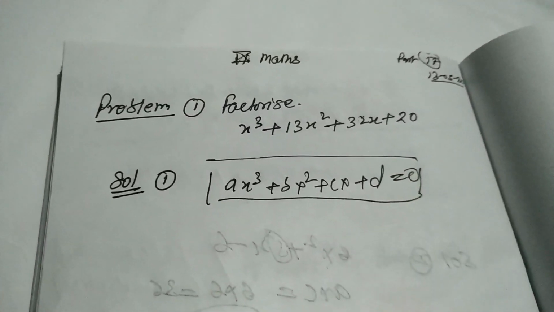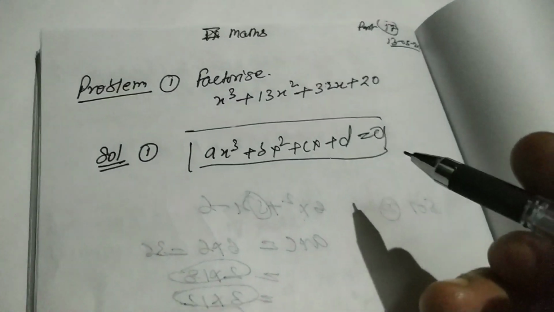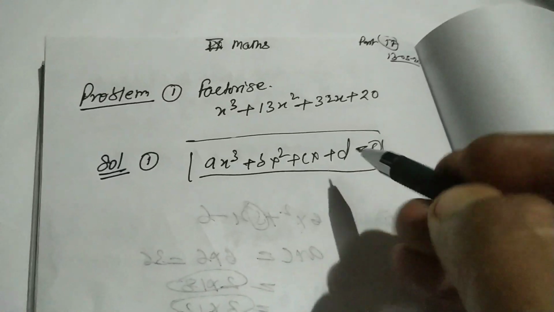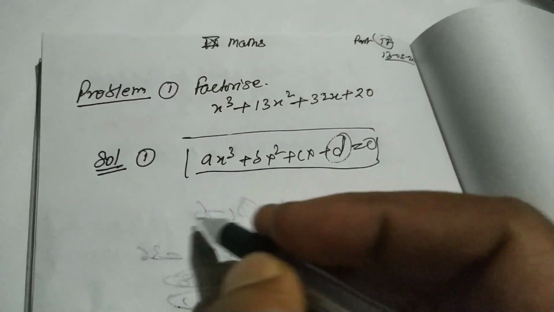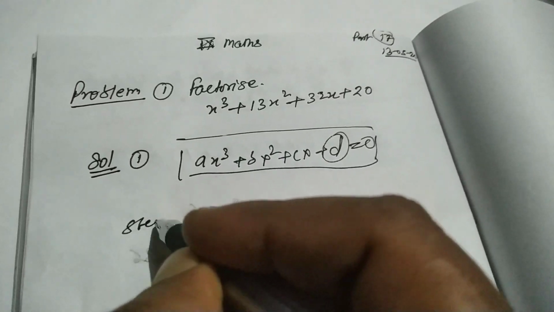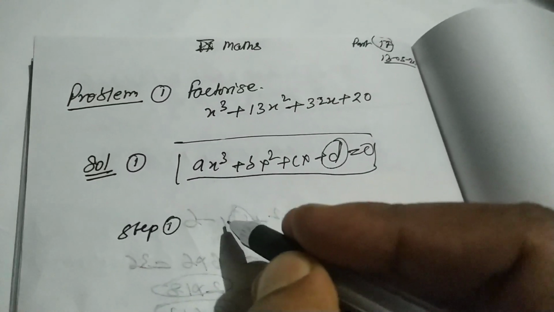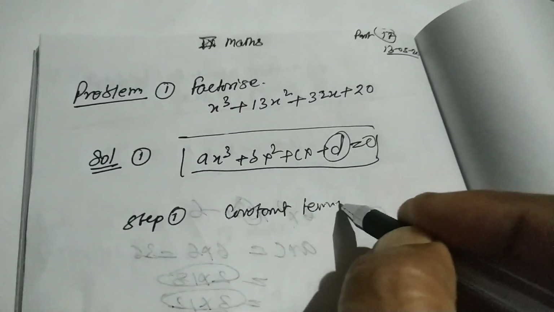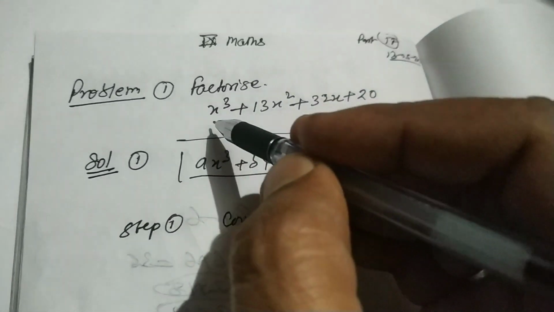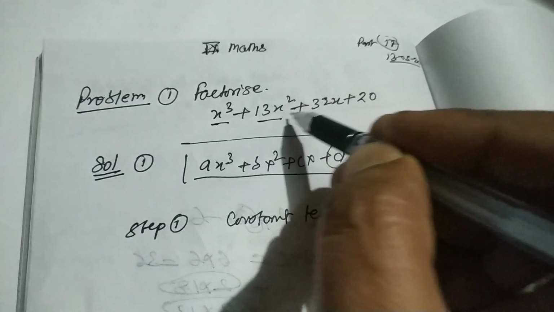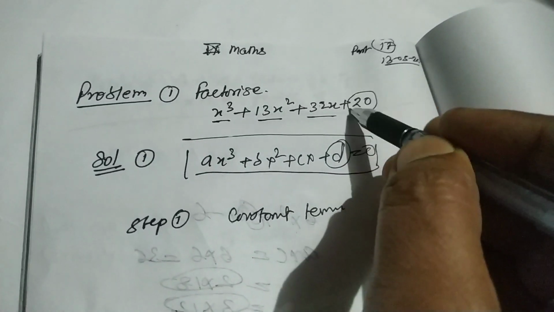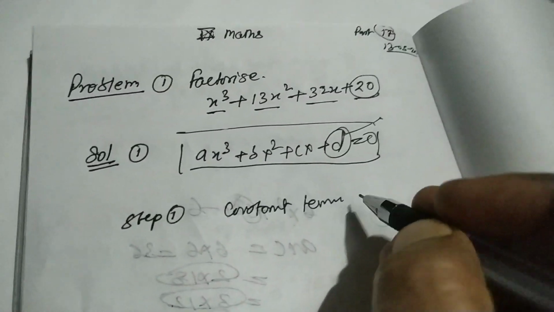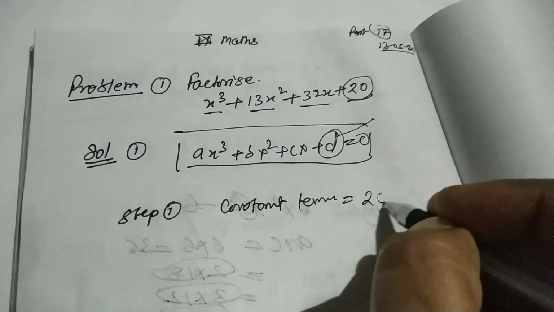To solve such a cubic polynomial, first write down d, the constant term. Step 1: check the constant term. This is not the constant term; this one is called the constant term. This is d, the constant term, right? The constant term is 20.